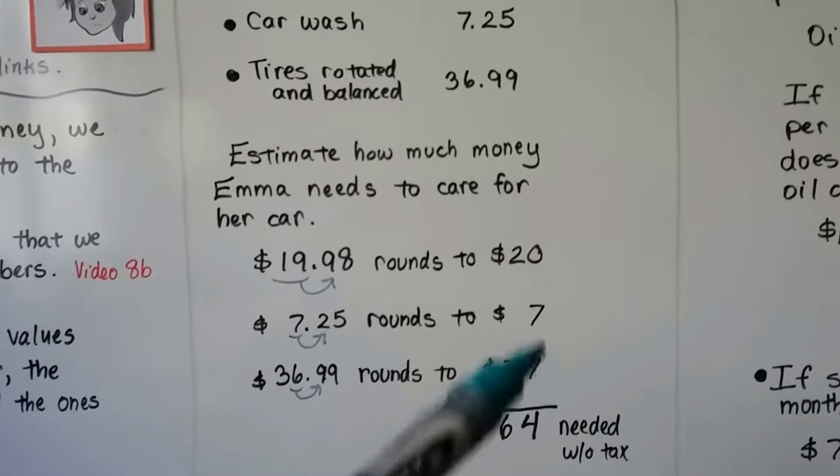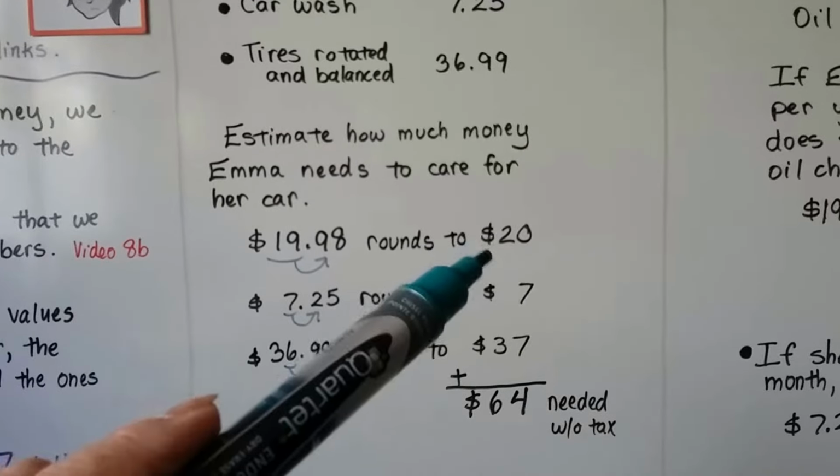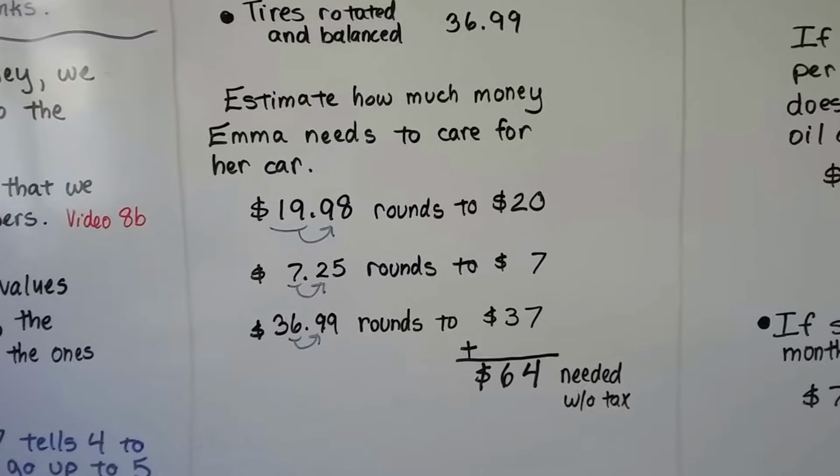Now we can add them. 7 plus 7 is 14. We regroup the 1 and put the 4 down. 2, 3, 4, 5, 6. It's $64 needed without tax.